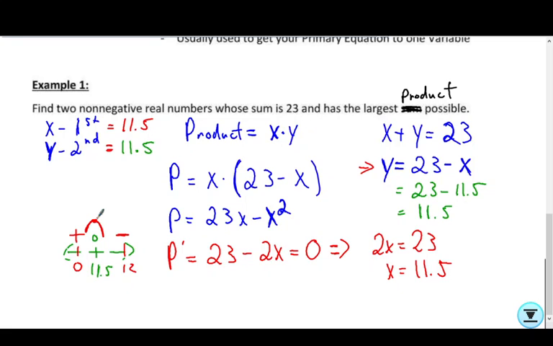And again, if I was looking at my domain for this, the possible domain for this function would be, x would have to be between 0 and 23. Not equal to 0 or 23, because if x is 0, we wouldn't have a product, it would be 0, and if it were 23, that means y would have been 0, and then we still wouldn't have had a product. So that's what they mean by your domain. Okay? And I'll work example number 2 in a separate video.